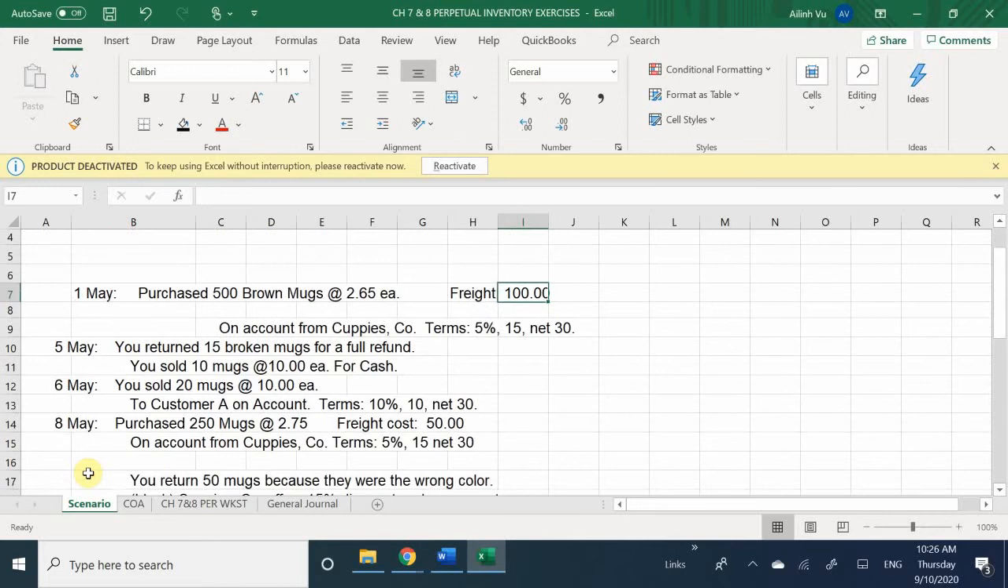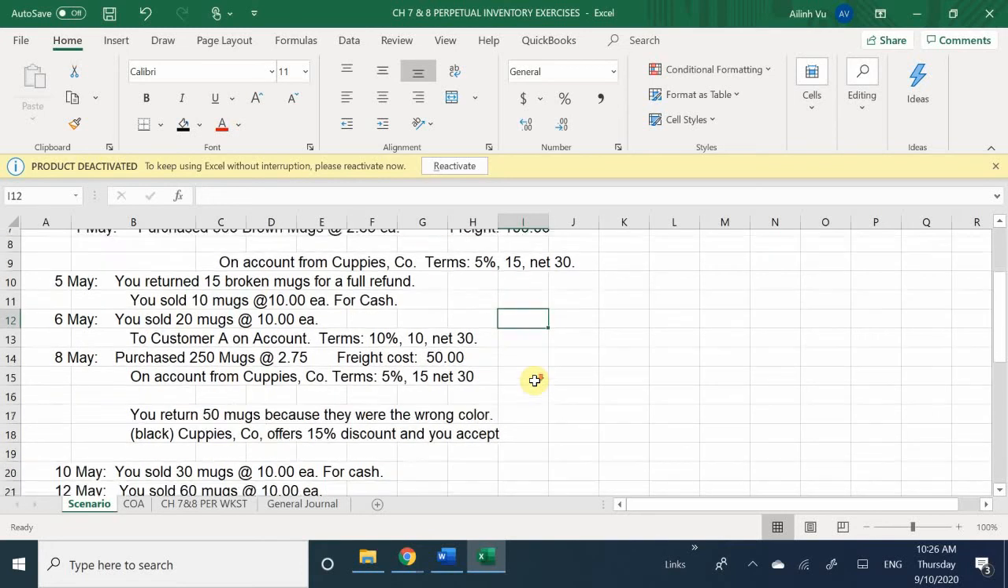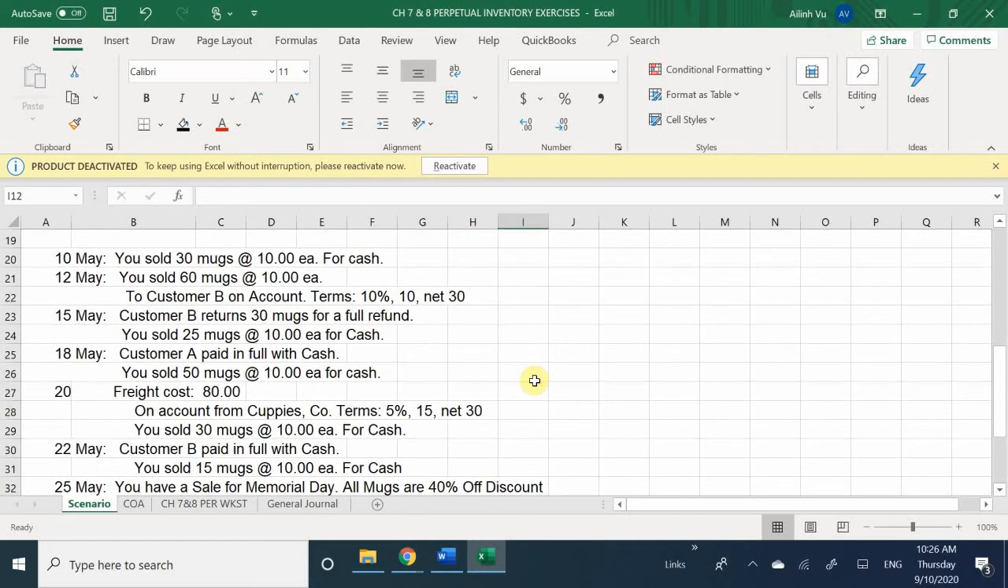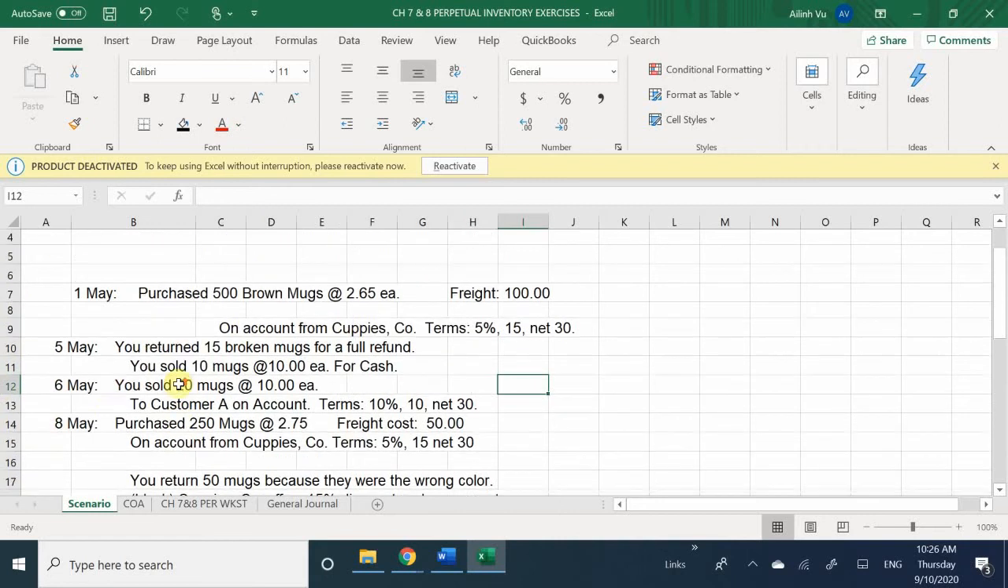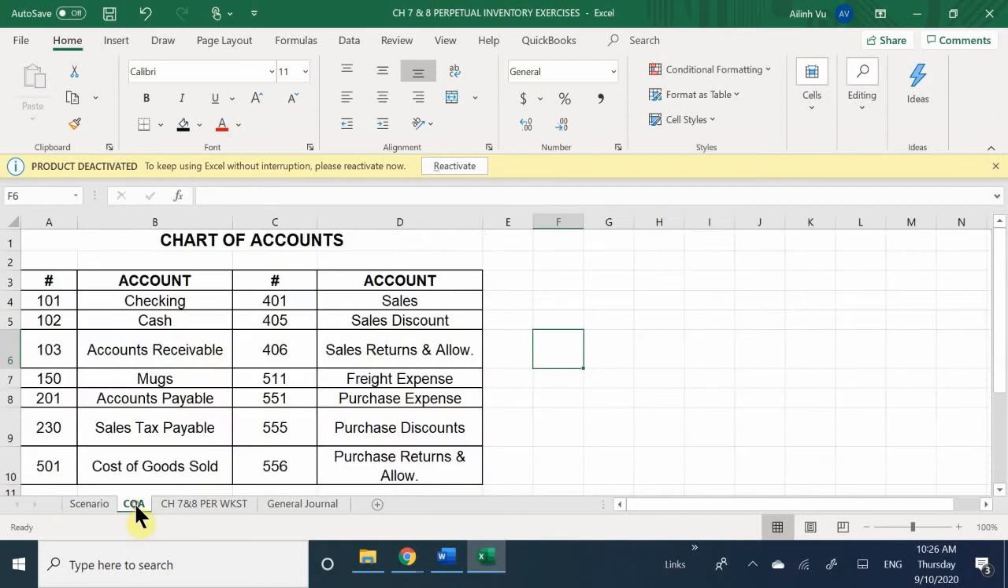So let's go ahead and journalize this. You sold 10 mugs at $10 each for cash. Does the worksheet say anything about sales tax? None. Okay. All right. So let's go to our chart of accounts. And what do we need when we're dealing with the perpetual inventory? What are the accounts that we need? We sold the mugs for cash.